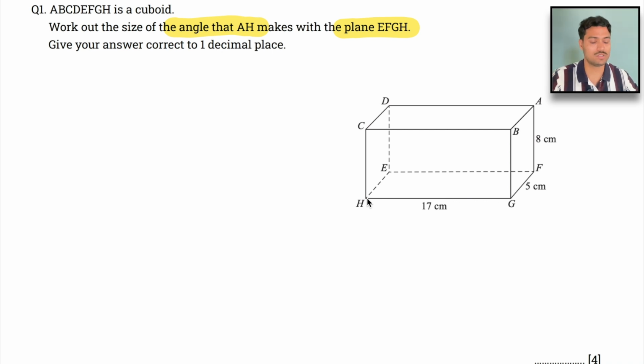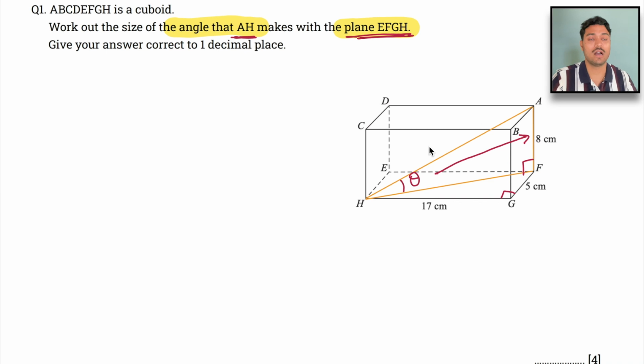AH is here. So first we'll draw the line AH, and now we try to make a right angle triangle like this. This is a right angle triangle, right angled at F. It says find the angle that AH makes with the plane EFGH. That means this angle. This is the theta that we have to work out. Now we can also see that HGF is a right angle triangle. Using this, we can find HF first, because we already have the perpendicular or the opposite, 8.